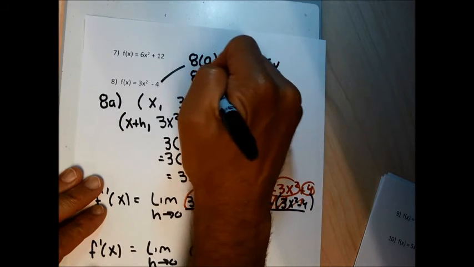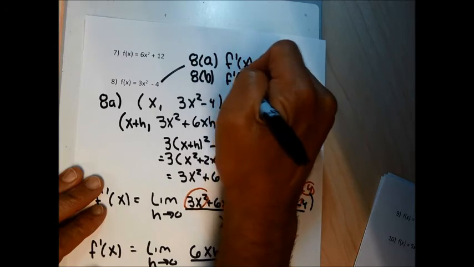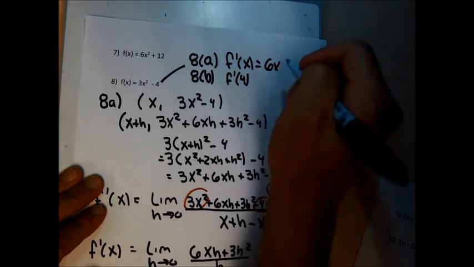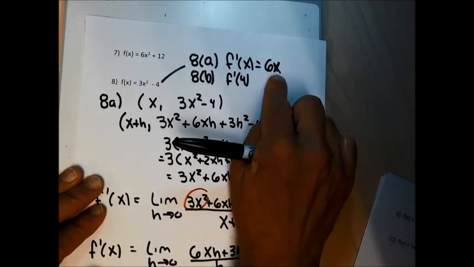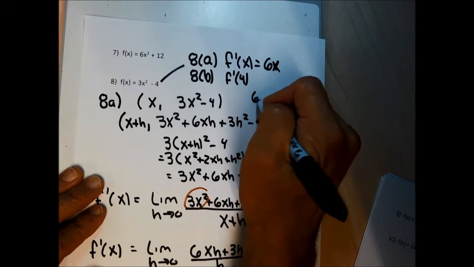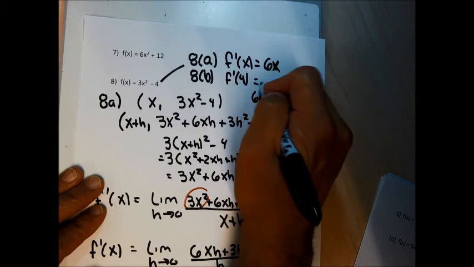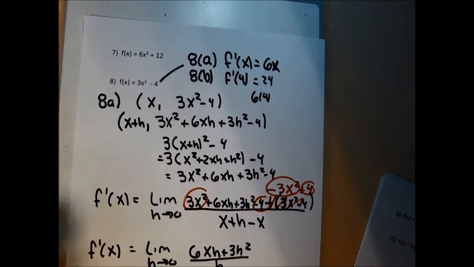For 8b, it wants to know what f prime of 4 is. And to know what f prime of 4 is, I just plug a 4 in for that x. It's just going to be 6 times 4, which is going to be 24. I'm going to check 8b on my calculator, because my calculator can do that. And if my 8b is right on my calculator, my guess is that my 8a is right.